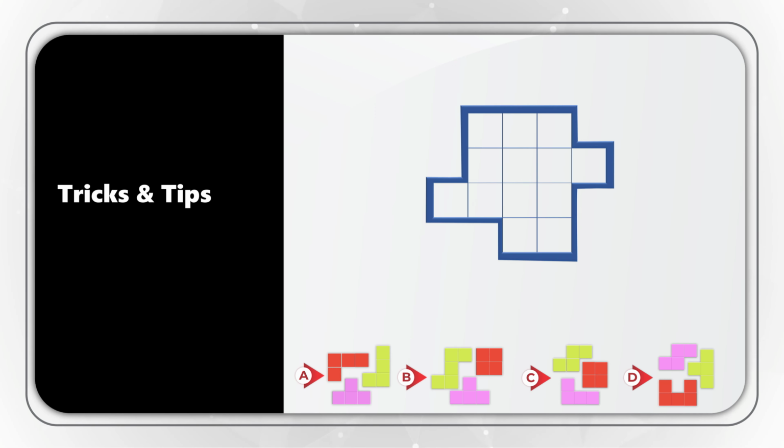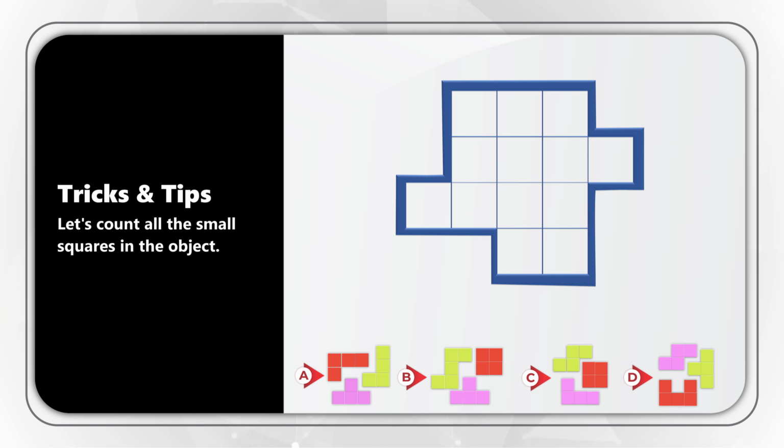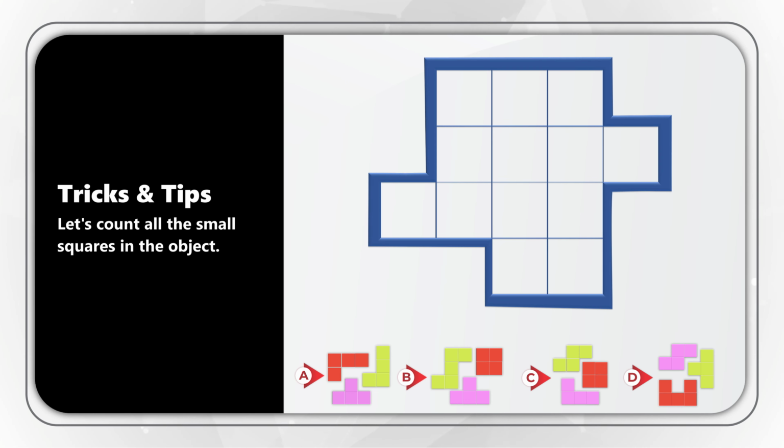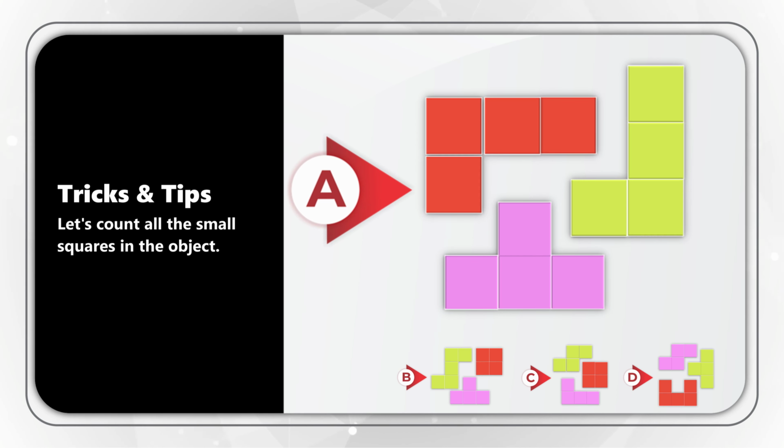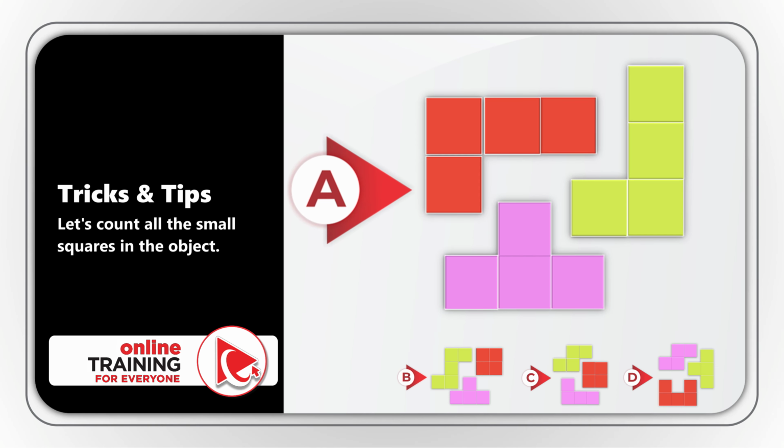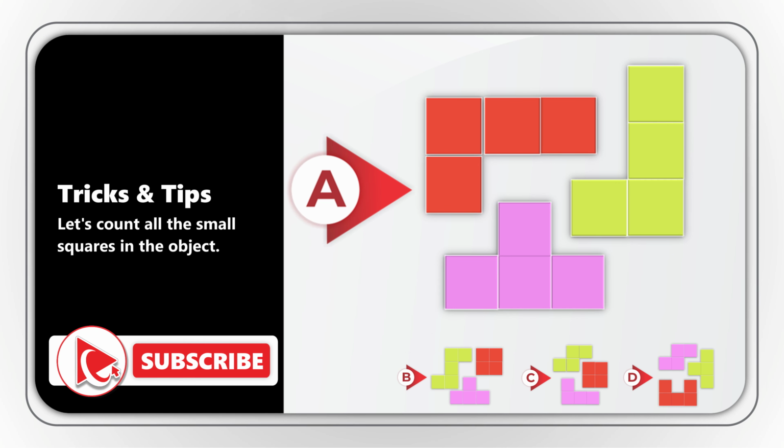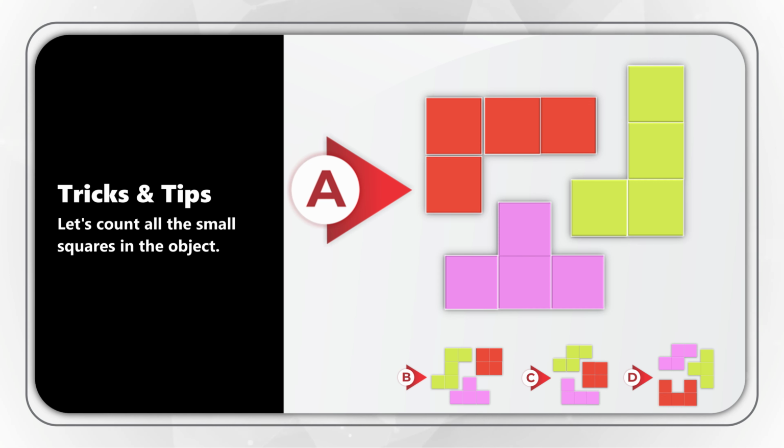Let me show you one little trick here, how you can eliminate some of the answers. Let's look closely at the target object. If we count all the small squares, we get to 13 squares. Let's do that. 1, 2, 3, 4, 5, 6, 7, 8, 9, 10, 11, 12, 13 squares. But let's look at choice A. Choice A has only 12 small squares, which would mean that choice A doesn't fit perfectly. Let's count them. 1, 2, 3, 4, 5, 6, 7, 8, 9, 10, 11, 12. You see how easy it is to eliminate choice A by just counting small squares?